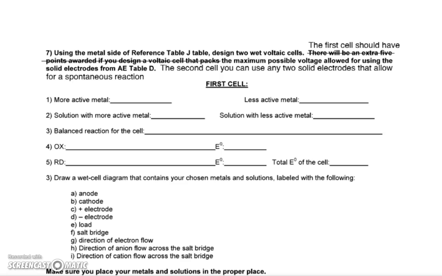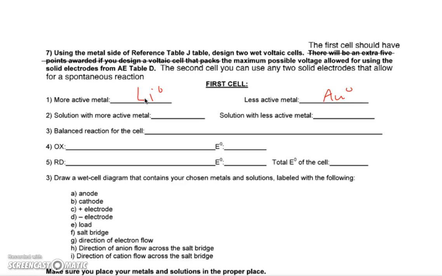All righty, we want the maximum possible voltage allowed using AE table D or from table J. So from table J, the two most extreme metals, as you probably have guessed, are lithium and gold. And so who's the more active metal? That would be lithium 0. All right, and the less active metal is going to be gold 0. So those are the two electrodes that we are going to use.